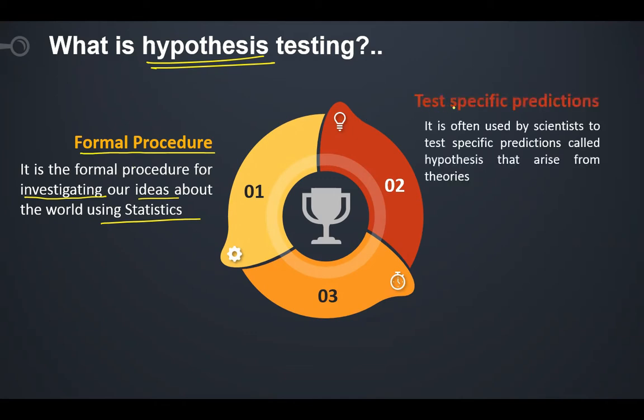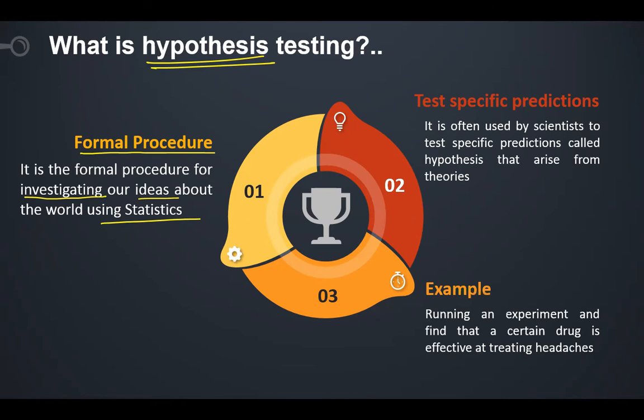To make it easier, it is nothing but testing specific predictions. It is often used by scientists to test specific predictions called hypotheses that arise from theories. A formal procedure for investigating our ideas about the world using statistics is the first point you have to remember. Then it is often used by scientists to test specific predictions called hypotheses that arise from theories.